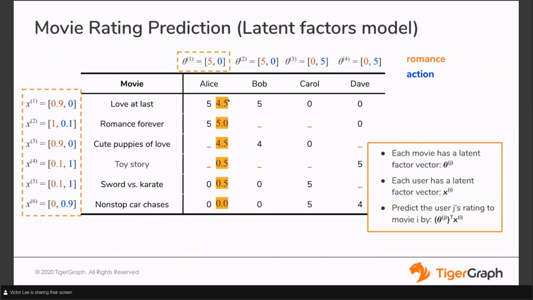And the model actually tells us, the actual rating was a 5, the model tells us it would be a 4.5, which is close. This one, it got exactly right. Again, close, exactly right. And this is the important part: this is where it predicted that Alice would strongly like Cute Puppies of Love, and Alice would not particularly like Toy Story.